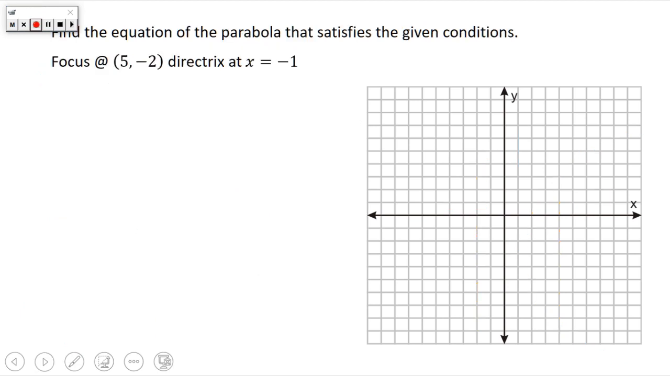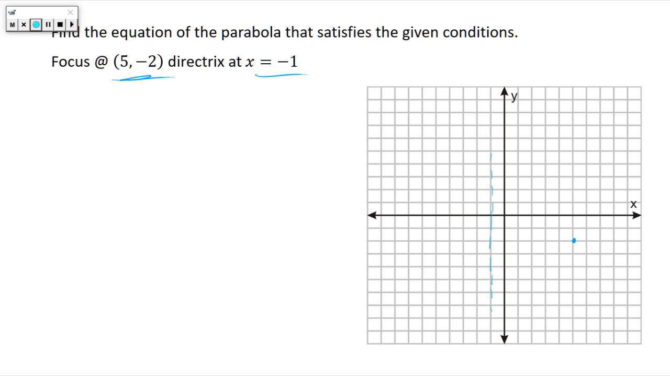Okay, here's another problem. This is one that seemed to be giving some people some trouble. Given information about the parabola, how do we find the equation for it? I only have this graph over here for sketching purposes because it's going to help. Anytime we're given information, just sketch it and see what it's talking about. So I'm going to draw the focus at (5, -2). That's right here. And the directrix line is at x = -1, which is a vertical line right here.